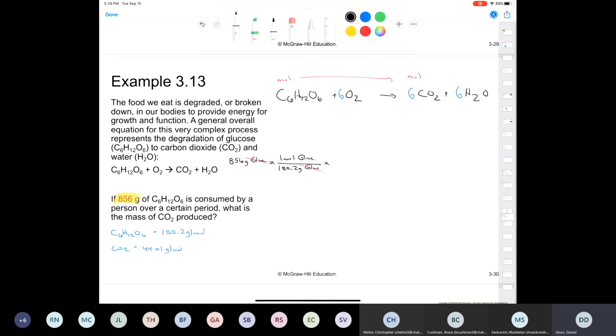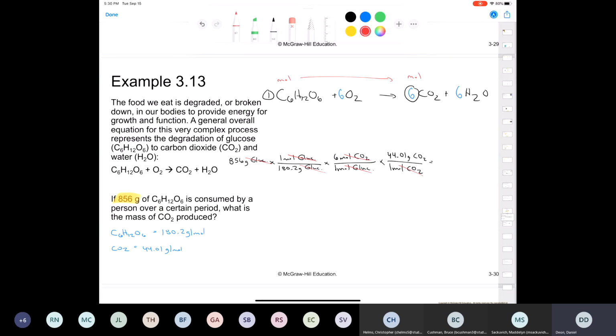when we have 1 mole of glucose, we don't have a coefficient there, but when we have 1 mole of glucose, we produce 6 moles of carbon dioxide, so 6 moles of CO2. So moles of glucose cancel out, and we know that in 1 mole of CO2, we have 44.01 grams of CO2. And so moles of CO2 cancel out like that. I'm left over with my mass of CO2.